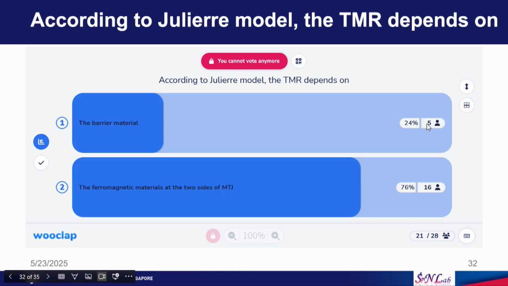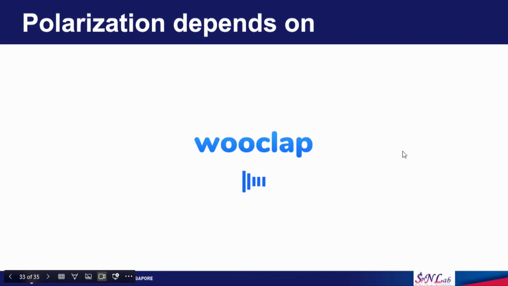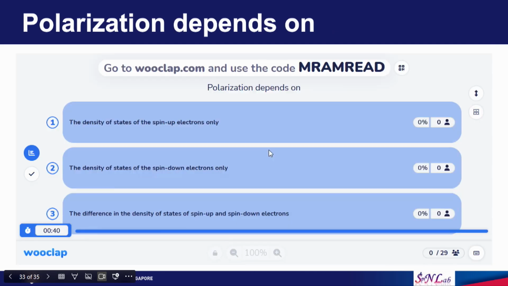Okay, these five are not following what I am talking about. I said many times that in the Julliere model the barrier is not considered. The TMR is decided only by the ferromagnetic layers at the two sides. It's a very simple question. Okay, next one.